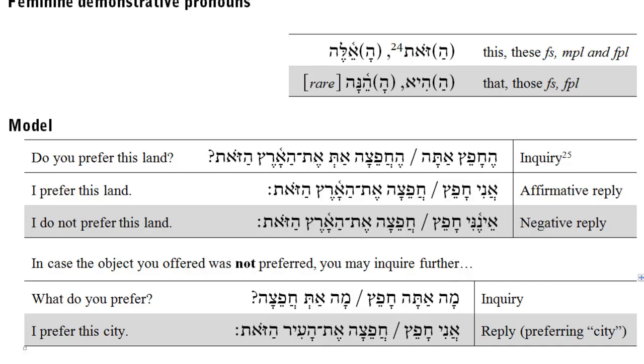As you may have gathered, you'll be using this inquiry to see if the object which you have pre-selected is one that your neighbor is interested in. Now, if it turns out that they reply negatively, Eineni chafetz, and so on, you may wish to follow up to uncover what it is they actually are interested in. And that's where the next inquiry and reply come in.